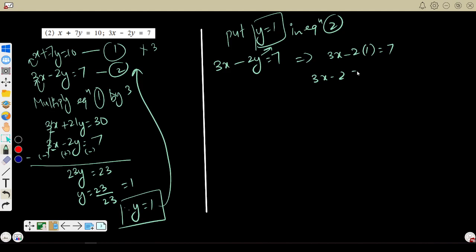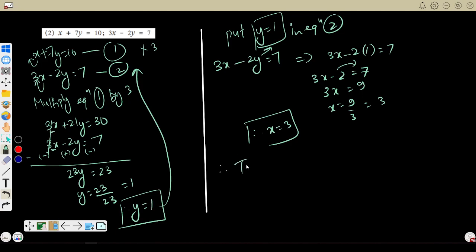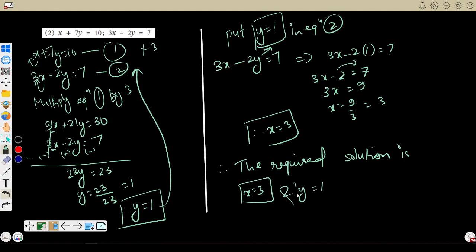So 3x minus 2 is equal to 7, which implies 3x is equal to 7, and we shift the minus 2 to the right hand side. So 7 plus 2 is 9. x is equal to 9 upon 3, which is 3. Therefore x turns out to be 3. Therefore we'll write a final statement. The required solution is x is equal to 3 and y is equal to 1.